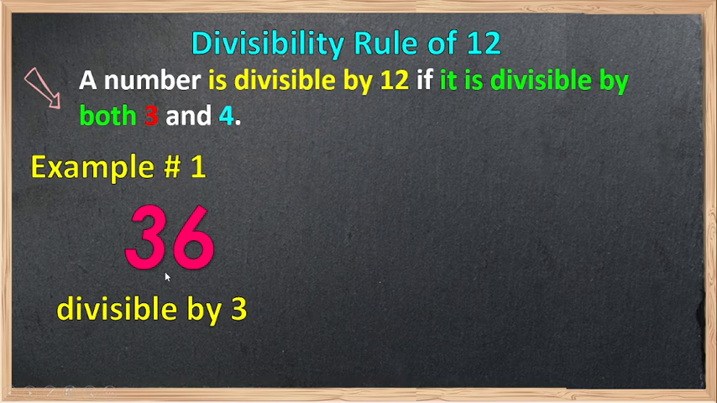Correct. The sum of the digits is divisible by 3. 3 plus 6, the answer is 9. Is 9 divisible by 3? Yes.